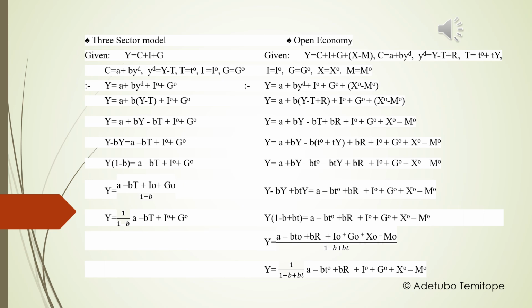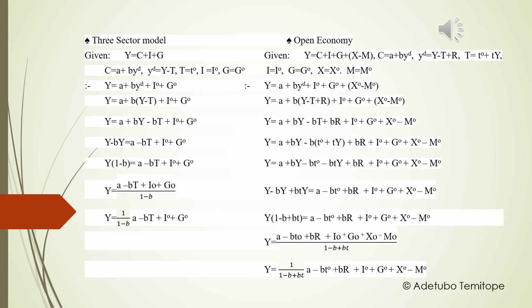Then we have Y equals a minus bT plus I naught plus G naught divided by 1 minus b. So we can also get our multiplier here, which is 1 divided by 1 minus b. That's our multiplier. So that's the equilibrium income for a three-sector model.